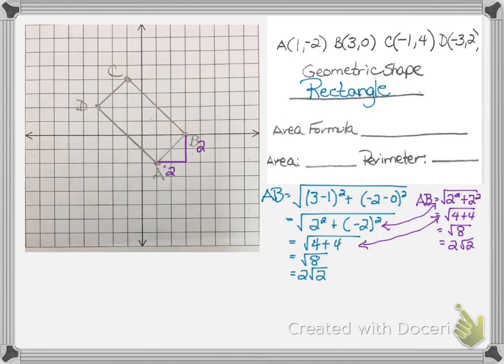So let's look at the opposite side here. If I make DC also a right triangle, this is 2. So that shows that the opposite sides are the same length.